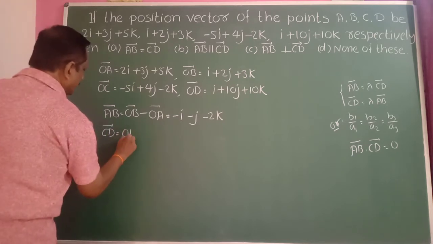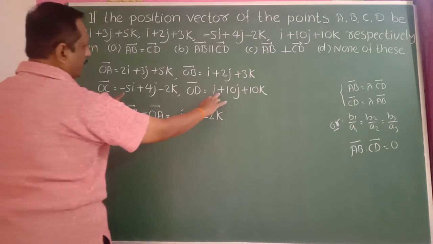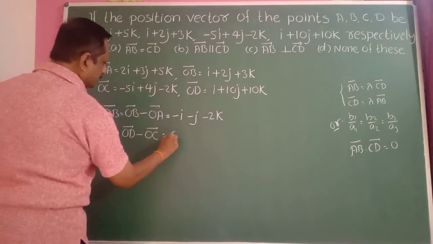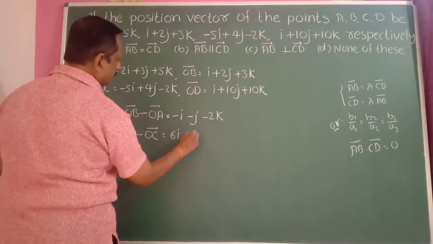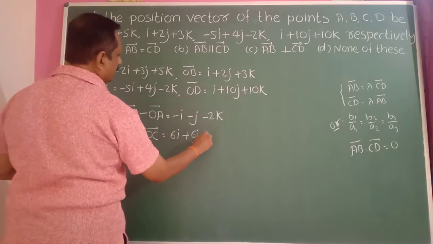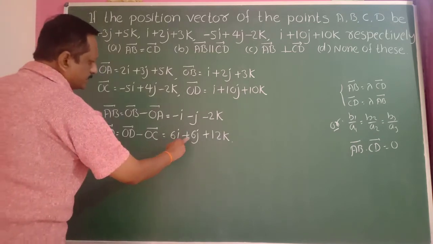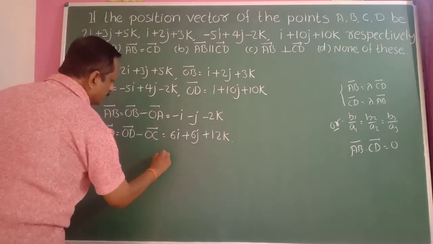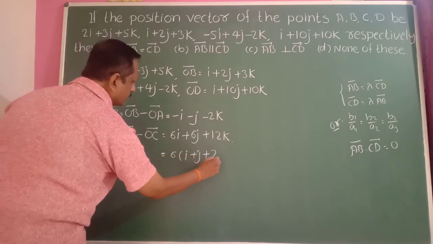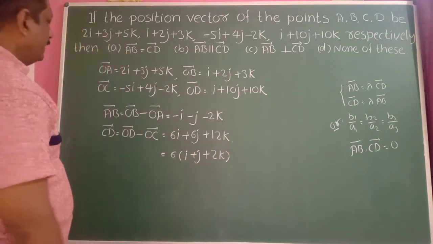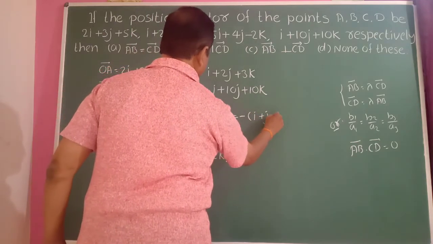So OD minus OC, OD minus the vector OC. Therefore I plus 5I gives 6I. 10J minus 4J becomes 6J. 10K plus 2K gives plus 12K. If you take 6 as a common factor here, this is equal to 6 into (I plus J plus 2K). And here you can take a minus as a common factor: minus (I plus J plus 2K).